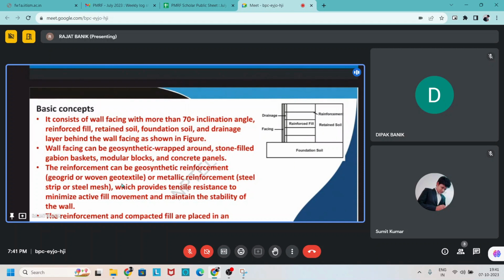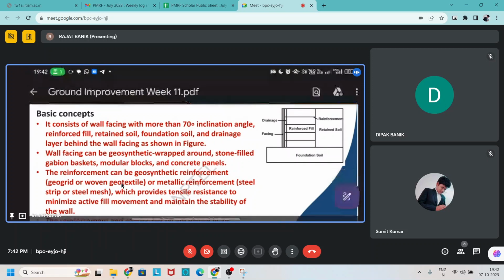Wall facing can be geosynthetic wrapped around stone fill, gabion basket, modular block, and concrete panel. That means this wall facing is created by this geosynthetic wrapped around stone fill. Gabion we can use to create this facing. Modular block is also used to create this facing. Then concrete panel is also used to create this facing.